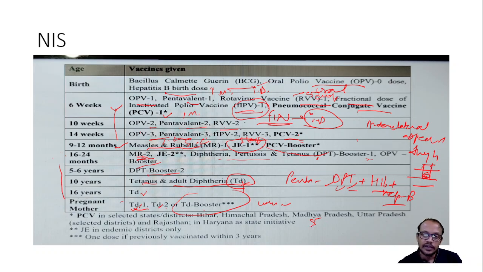Okay, but if it is written and you have been asked what second dose should be given, the second dose should be given at 9 months. Usually in the schedule it is given at 9 months, and after that at 16 to 24 months. Measles alone was given earlier, now the measles rubella combination is given.